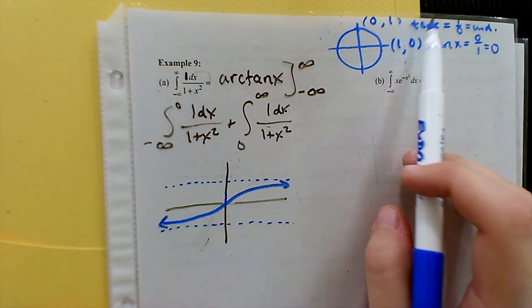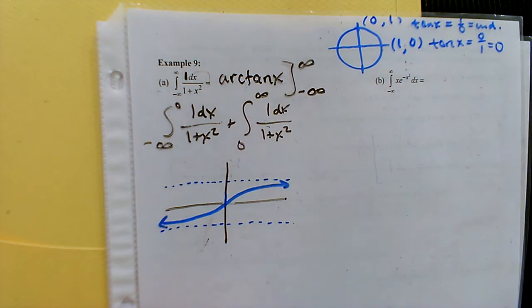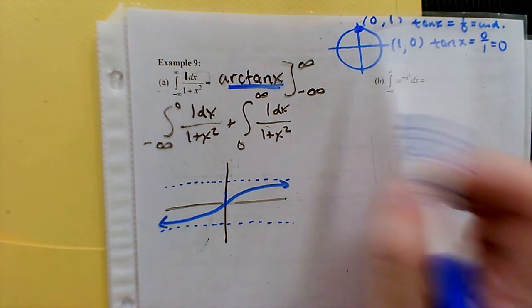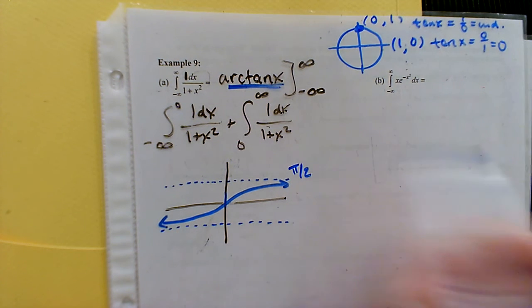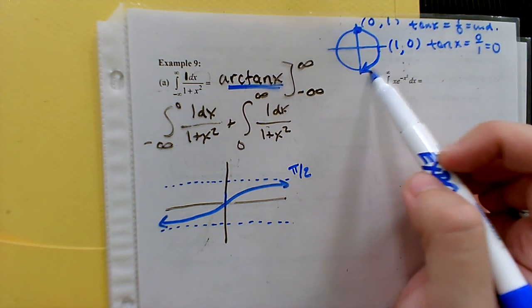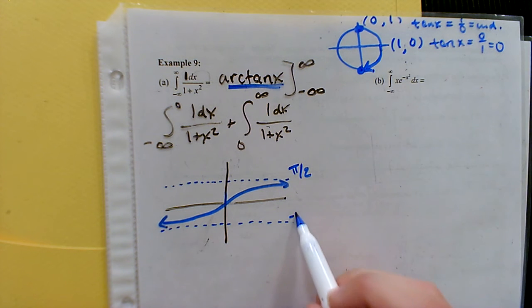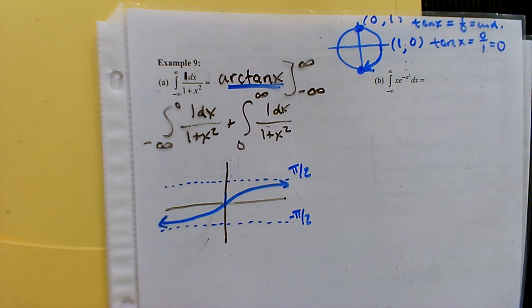Okay? So if, sorry, I got it mixed up. If tangent's undefined at that spot, so is arctangent. What's this spot up here? Pi over 2. Okay? But you also could go negative pi over 2 if you traveled backwards on the unit circle. You would still have the same result. So we can fill in those asymptotes.